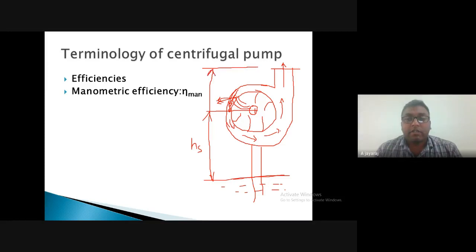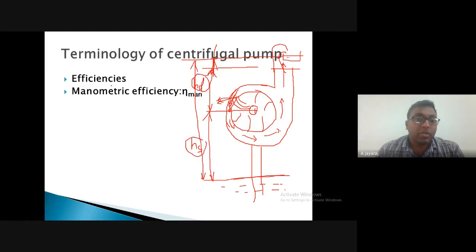Next, the delivery head, that is the distance from the center point of the pump to the level of water in the tank. Suppose the water is being pumped into the tank, so this is the level of water in the tank. Up to this distance is called the delivery head. Both combined together were called the static head. So the combination of the suction head and the delivery head was called the static head.